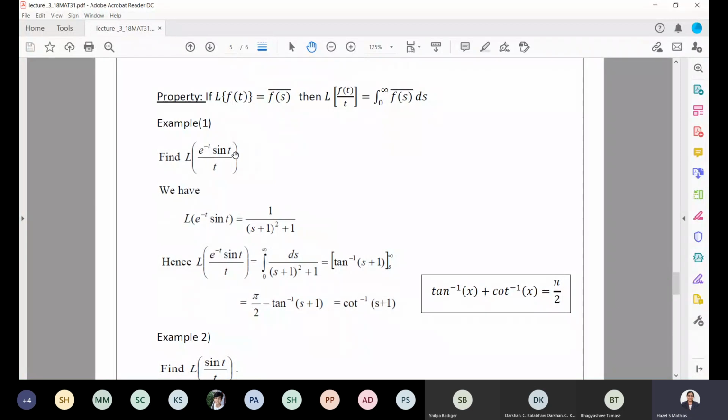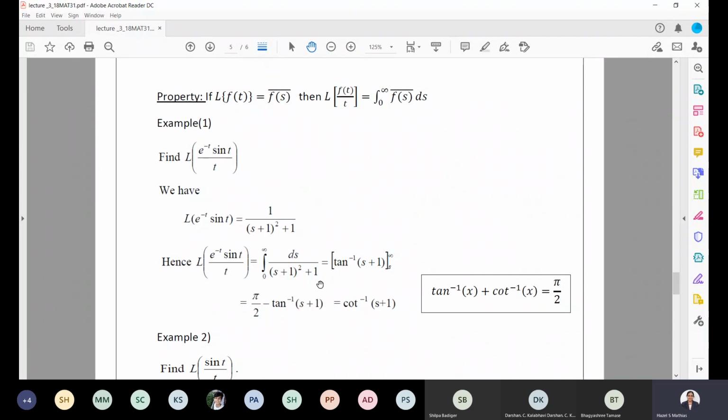Okay, now we apply this property. We have the Laplace transform of f of t by t, which is the integral from 0 to infinity of f bar of s ds. So what is the Laplace transform of e power minus t sin t by t? It will be nothing but the integral from 0 to infinity of f bar of s, because we have found the Laplace transform of the numerator. So that will be 1 divided by (s plus 1) whole square plus 1, into ds. This is the Laplace transform of f of t by t, that is the integral from 0 to infinity of f bar of s, the Laplace transform of the numerator, into ds.